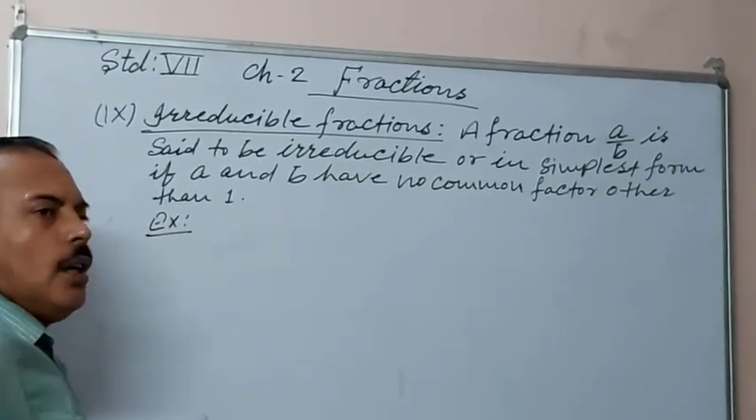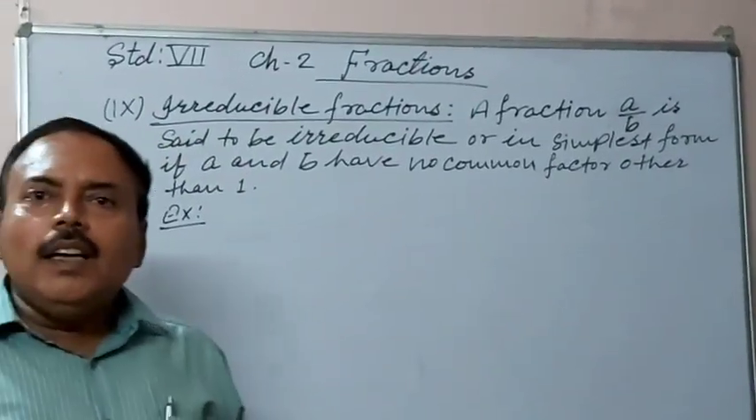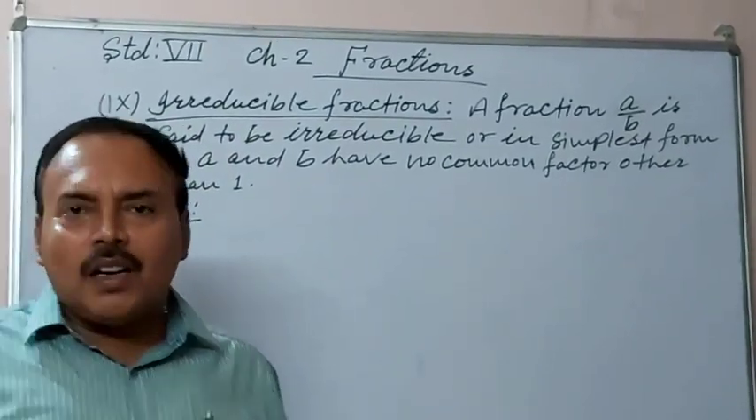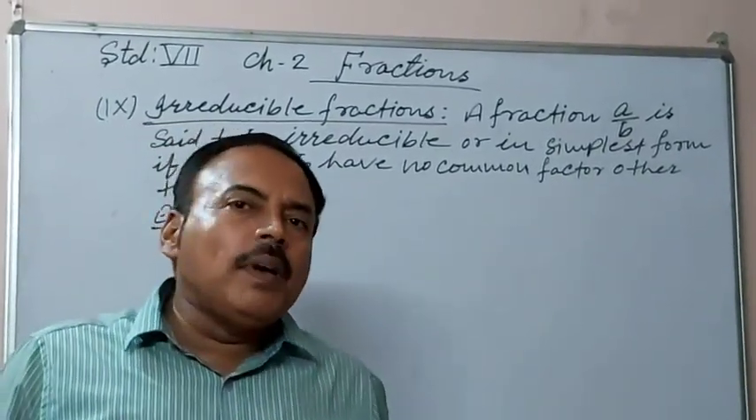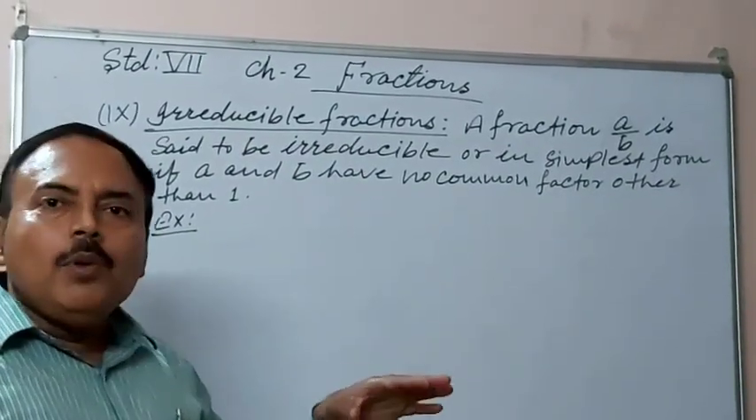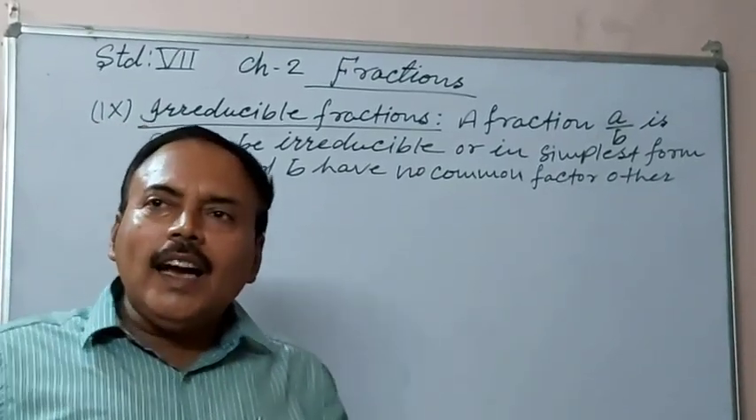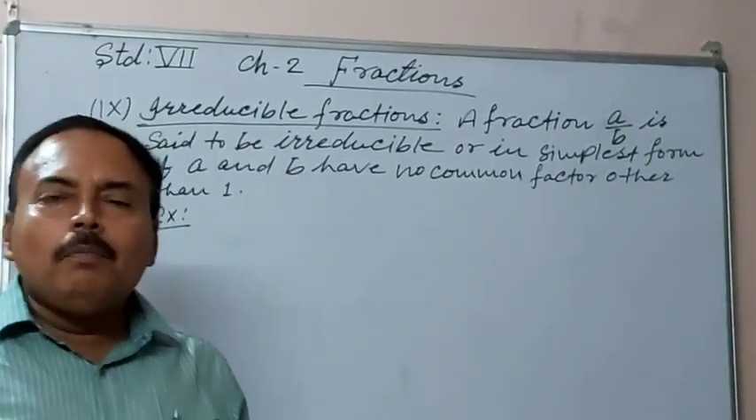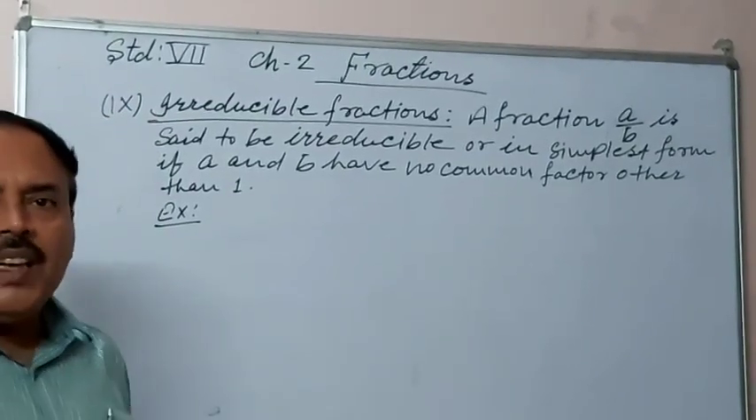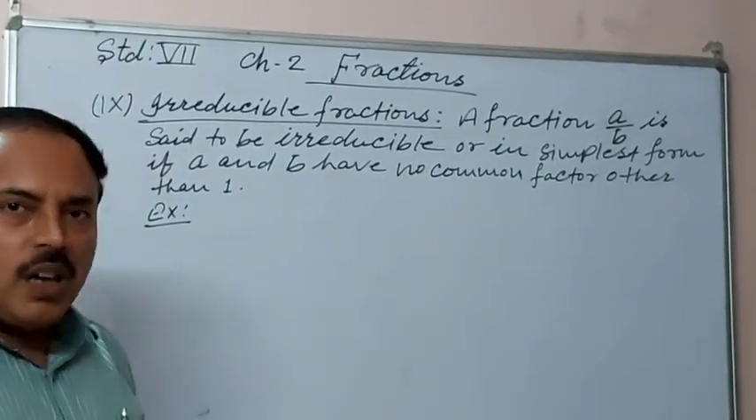Example. So this says that a fraction is said to be irreducible, means it cannot be reduced further, or in the simplest form. Whenever A and B have no common factor other than 1, means that A and B will not be divided by any number other than 1. Both A and B are not divisible by any number except 1.